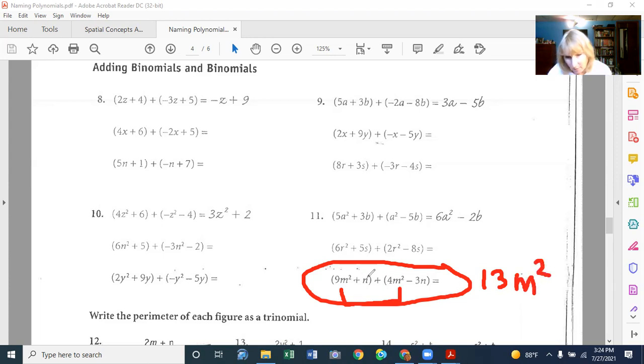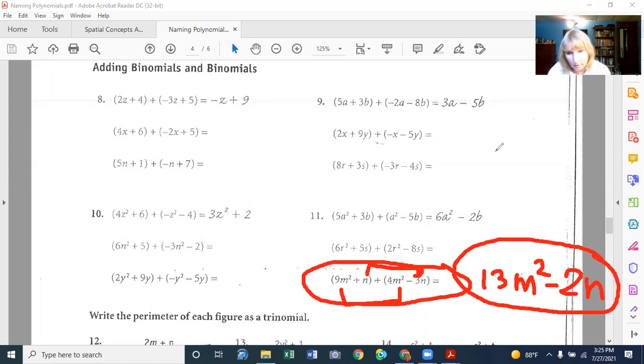And then we have an n and a minus 3n. Be careful, it's a minus 3n. So they're both n's, so we can combine them. So what's the number in front of the first n? It's assumed to be a 1. So we're going to add 1n and minus 3n. So that's going to give us minus 2n. So that's our answer for this one, 3m squared minus 2n.